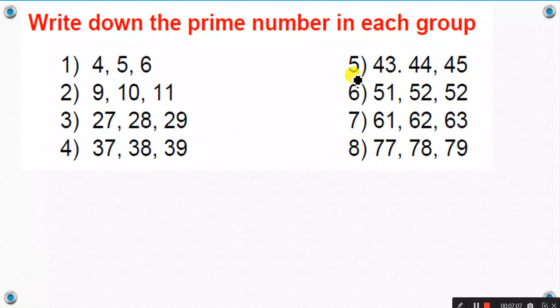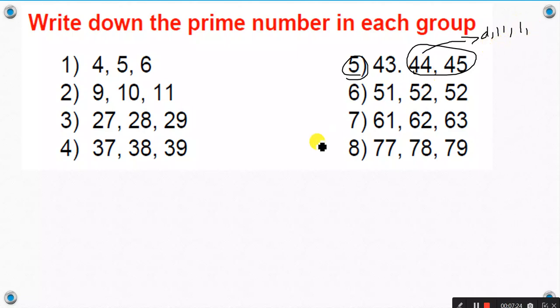Again, here in group 5, we have 43, 44, 45. These two are divided by other numbers. For example, 44 is divided by 4, 11, 1, and itself.